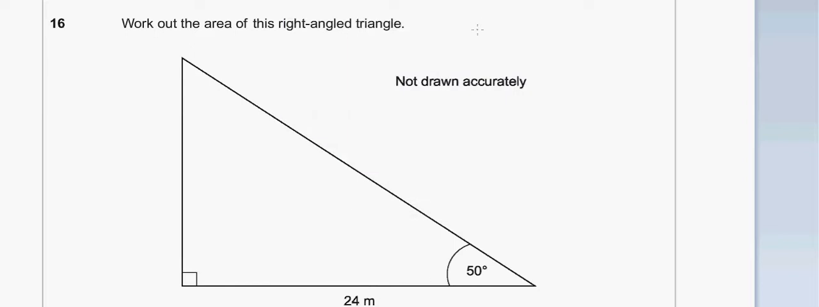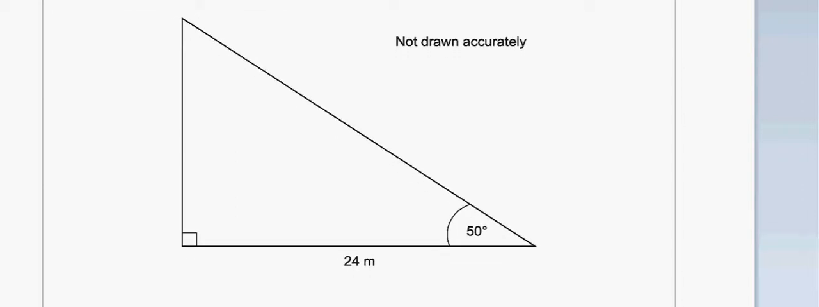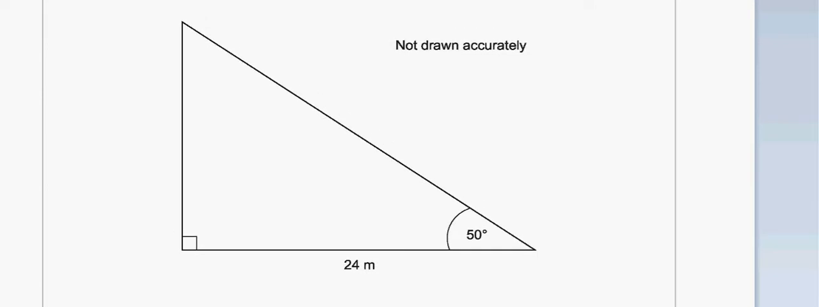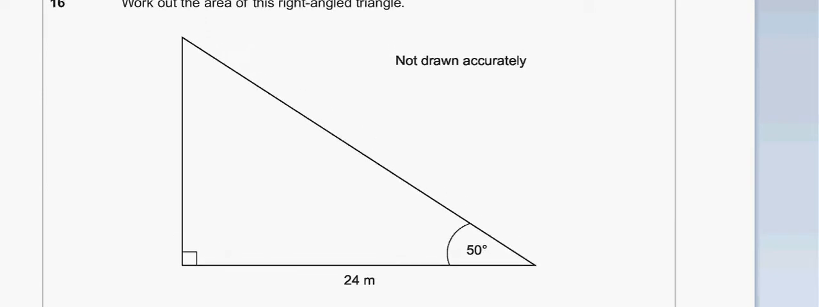Okay, so question 16, we're getting there. Work out the area of this right-angled triangle. Okay, so there are several ways of doing this, but the easiest way I think is to use trigonometry. Okay, we know the area of a triangle is base times height, but we don't know the height. We don't know this. Okay, we don't know the height.